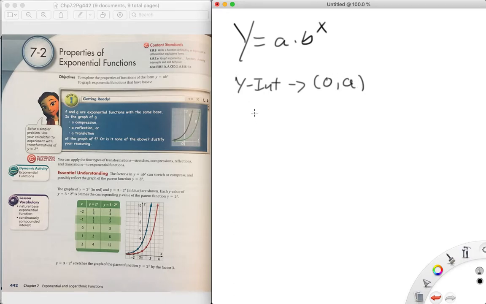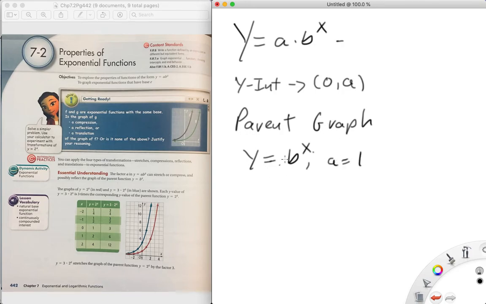We're going to find some property of what happens to the graph when a is positive, negative, a decimal, etc. We would say that the parent graph in most cases would be y equals b to the x. This isn't always true though. There's exceptions to this. Y equals b to the x happens when a is equal to 1. So there is an a there, but a is 1, and we just simplify it.